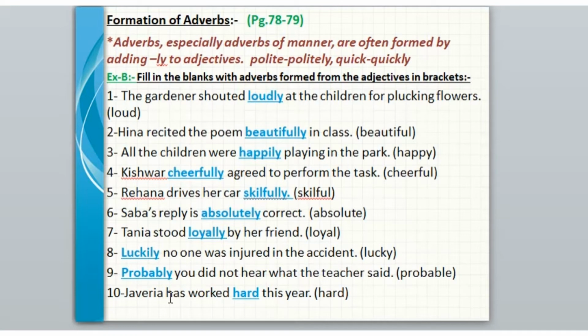Clear? Coming to number 9. Dash you did not hear what the teacher said. Bracket says probable. We have to make it an adverb. We will put y. Replace this e with y. It will become probably you did not hear what the teacher said. So probably means chances are, the possibility is you did not hear. That's why you couldn't understand certain topic. So probably, that is how we write.